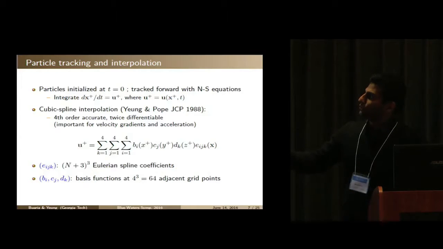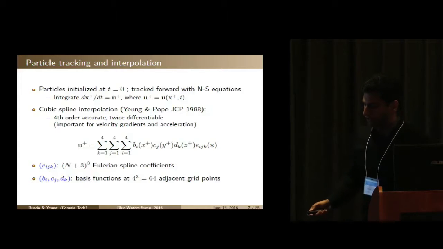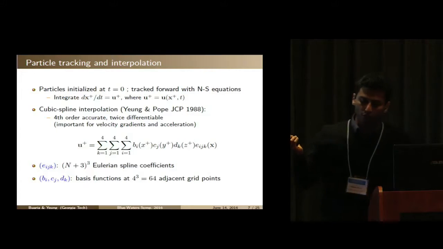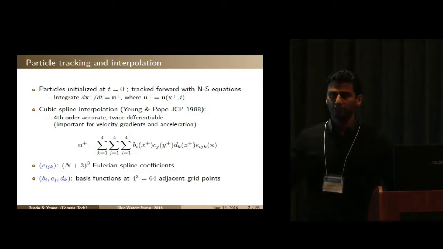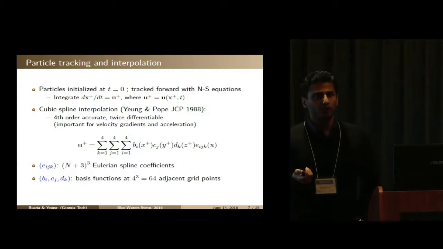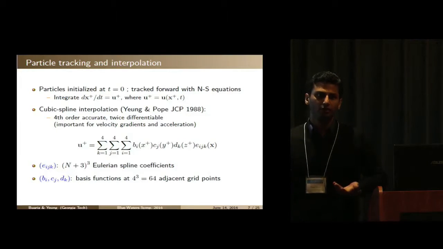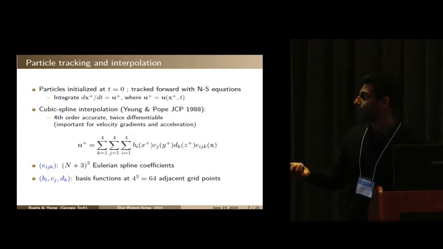To do so, we use cubic spline interpolation as reported by Yeung and Pope in JCP 1988. The good thing about this is that it's 4th order accurate and twice differentiable, which is very important for looking at velocity gradients and acceleration, because they come from the derivative of the velocity.